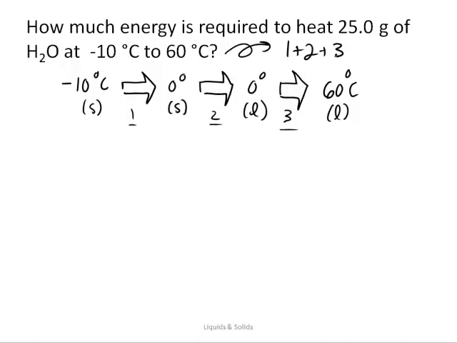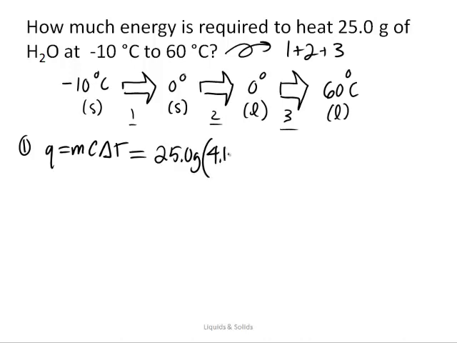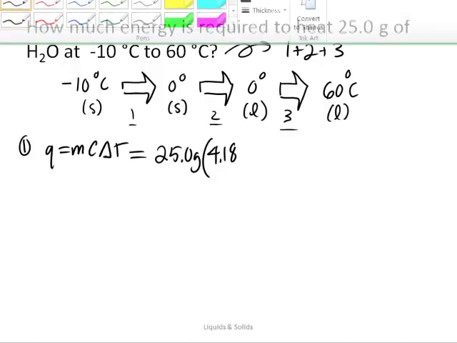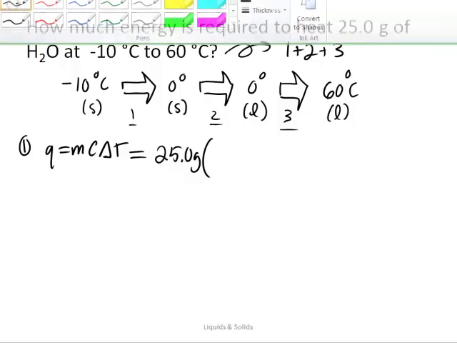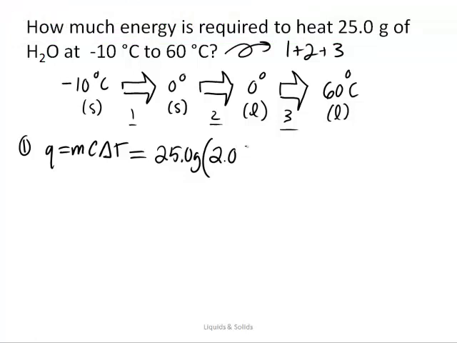Okay, so let's go after number one. Let's calculate the amount of energy it takes to raise the temperature of water from negative 10 to 0. So we're going to use our Q equals mc delta T. We know that our mass is 25.0 grams. Our specific heat is 4.18. Excuse me, that's for liquid water I was looking at. So this is solid water, or ice. So this would be 2.09 joules per gram degrees Celsius.